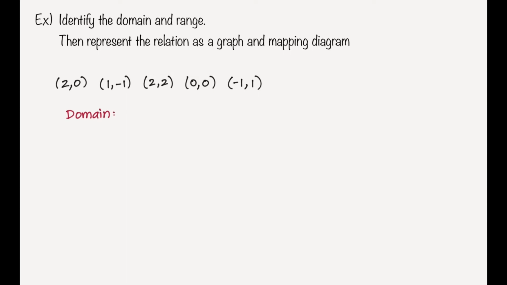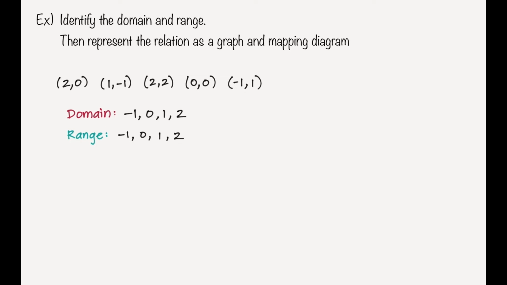So let's list the domain. Again, it's going to be in number order from least to greatest without any repeats. So I have -1, I have 0, 1, and 2. Those were the x values. And then for the range, I'm going to list all of the y values without any repeats. So the smallest y value is -1, 0, 1, and 2 as well.